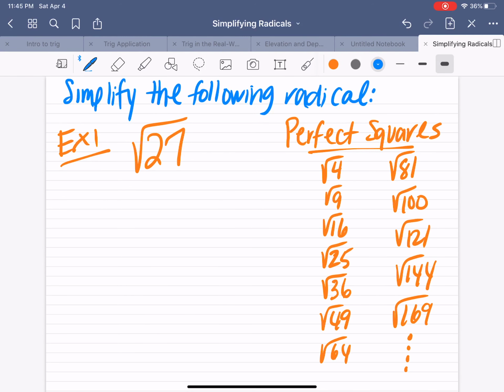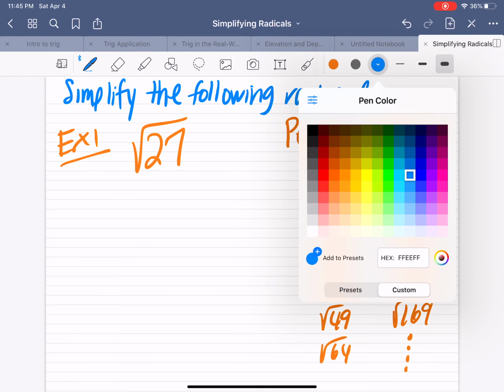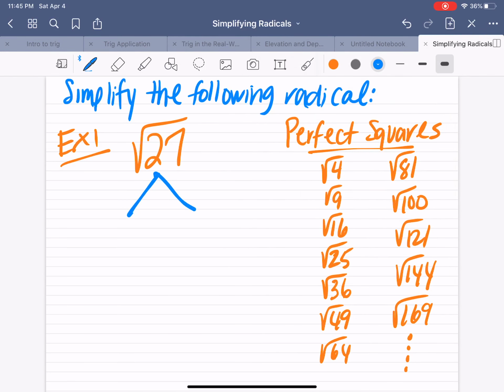Now, for example 1, let's simplify the square root of 27. Notice first that the square root of 27 is not a perfect square. So that's why you have to simplify it. Here's how you do it. You're looking for two multiples, in other words, two numbers that multiply to give you 27, but one of them has to be a perfect square. So let's go down the list to see which number divides into 27 evenly.